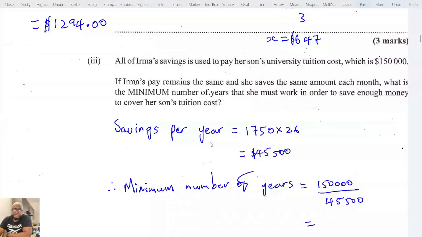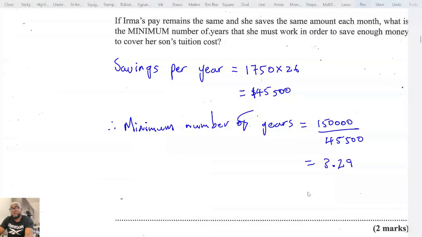Does that mean they want the decimal value? No, they want the minimum amount of years she has to save for. It'll be 4. So we get 3 point what? 3.29. If you approximate this, you actually approximate it to 3. But it means if you save for 3 years, you don't make up enough money. You have to save for a whole extra year before the child could go to university. So therefore, it would be 4 years.